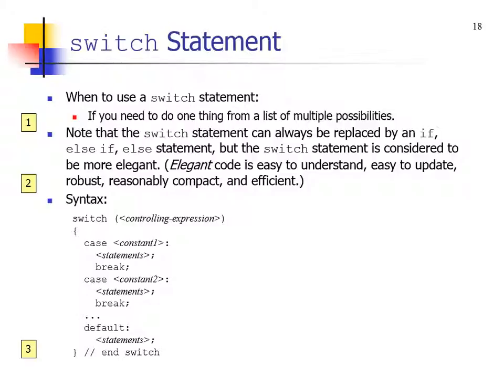User inputted Cody. Well, it goes to the first one. Case Lee. Is it Lee? No. Case Cody. Yes. So I'm going to do a system out print line: My name is Cody. If this was Scott, is it Lee? No. Is it Cody? No. Comes to the default: My name is not Cody or Lee.